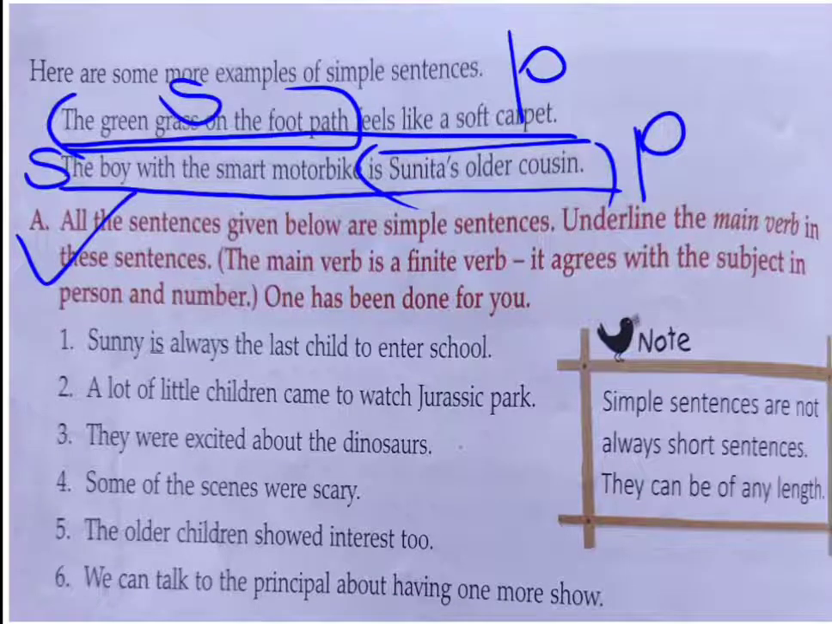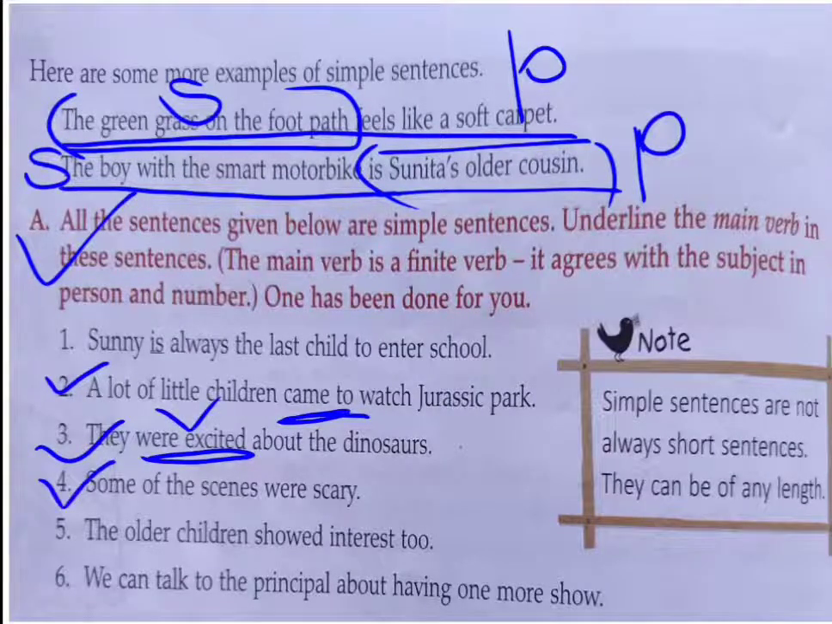Now look at this second sentence. A lot of little children came to watch Jurassic Park. What is the action here? What is the main verb here? Came. So students, in the second sentence underline only came. They were excited about the dinosaurs. What is the main verb in this sentence? There is a subject. Were excited is a verb.